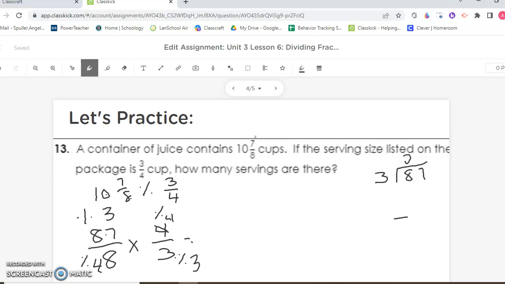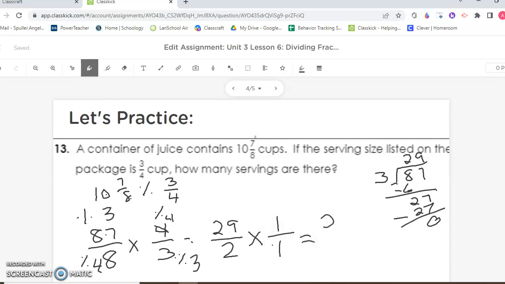3 goes into 8 2 times. That's 6. Subtract that. That gives me 20. Bring down the 7. So 29, because 3 times 9 is 27. Subtract again, 0. So I have 29 over, well, 8 divided by 4 is 2, times 4 divided by 4 is 1. 3 divided by 3 is 1. So multiplying, I get 29 halves.